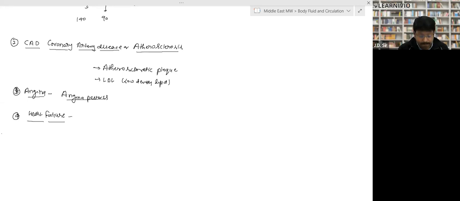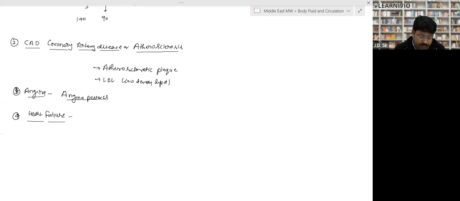Next, in the same disease, next paragraph. Heart failure is not the same as cardiac arrest. Underline cardiac arrest. Heart failure is not the same as cardiac arrest. Full stop. In cardiac arrest, the heart stops beating.